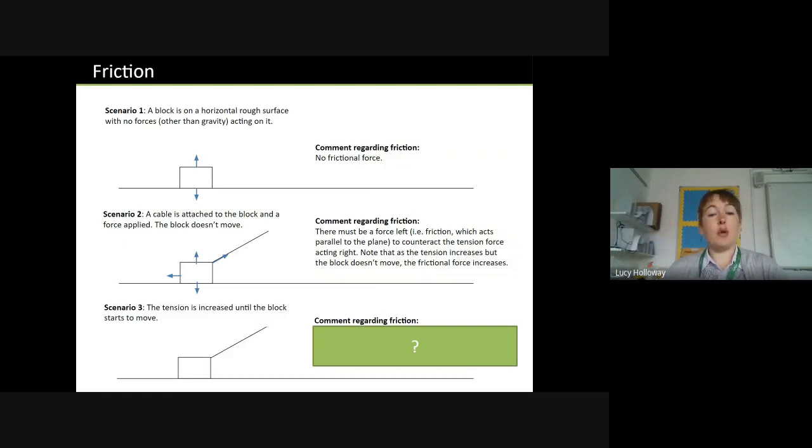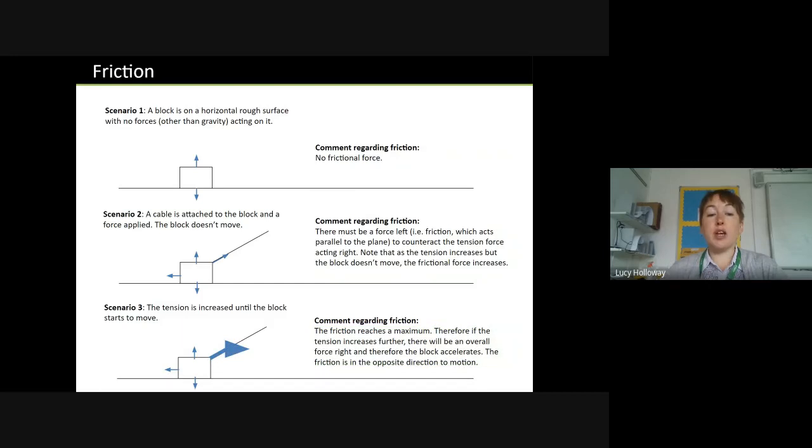And then in the last one, it means that the tension in the string is much bigger, and therefore it's overcoming the friction. So even though there is still friction on the surface, because the tension in the string is much bigger, it means that the object will start to move.